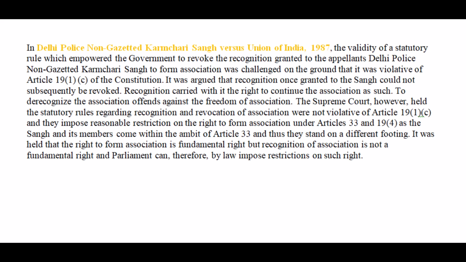The Supreme Court, however, held the statutory rules regarding recognition and revocation of association were not violative of Article 19(1)(c), and they impose reasonable restriction on the right to form association under Articles 33 and 19(4), as the Sangh and its members come within the ambit of Article 33 and thus they stand on a different footing. It was held that the right to form association is a fundamental right, but recognition of association is not a fundamental right, and Parliament can, therefore, by law impose restrictions on such right.